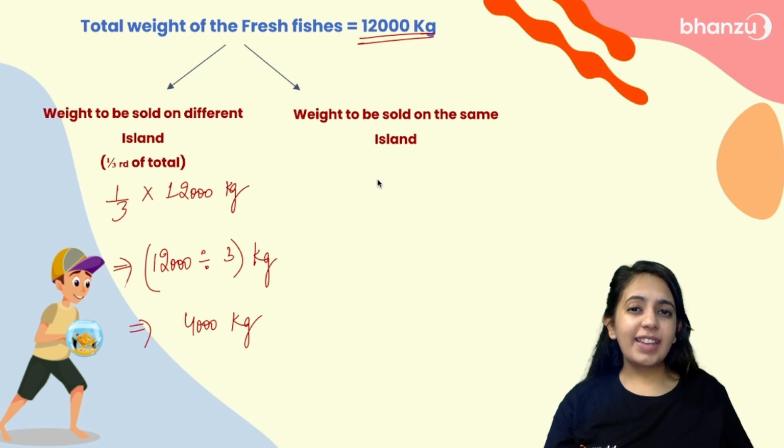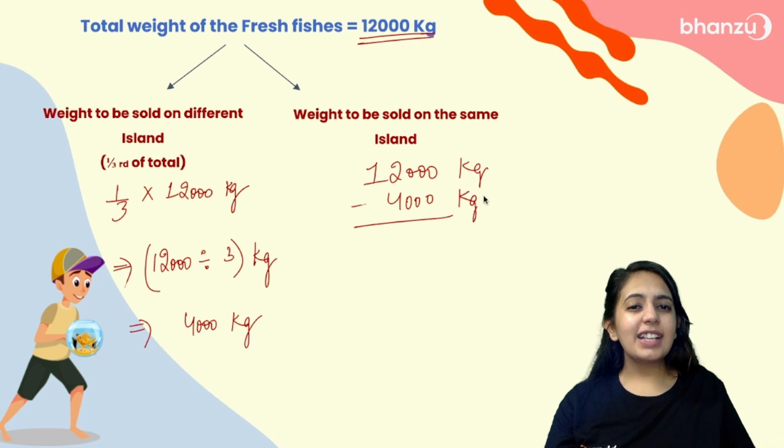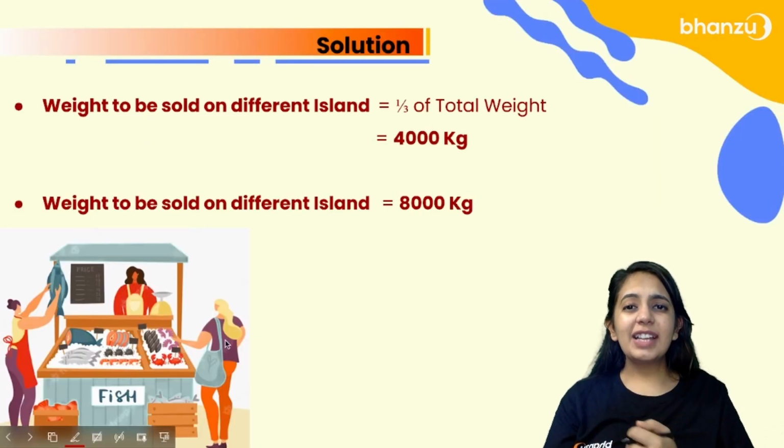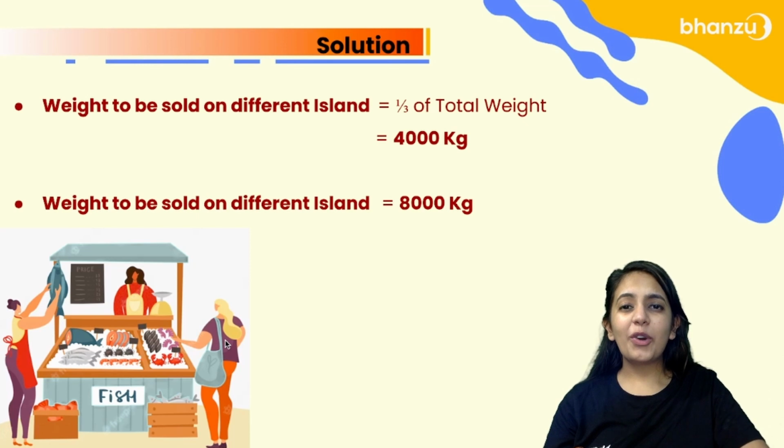And how much weight has to be sold on the same island? For that, we need to subtract 4,000 from 12,000. Correct? And the answer to this is 8,000 kg. So this much amount will be sold on the same island. And with that, we have used all the 4 operations.